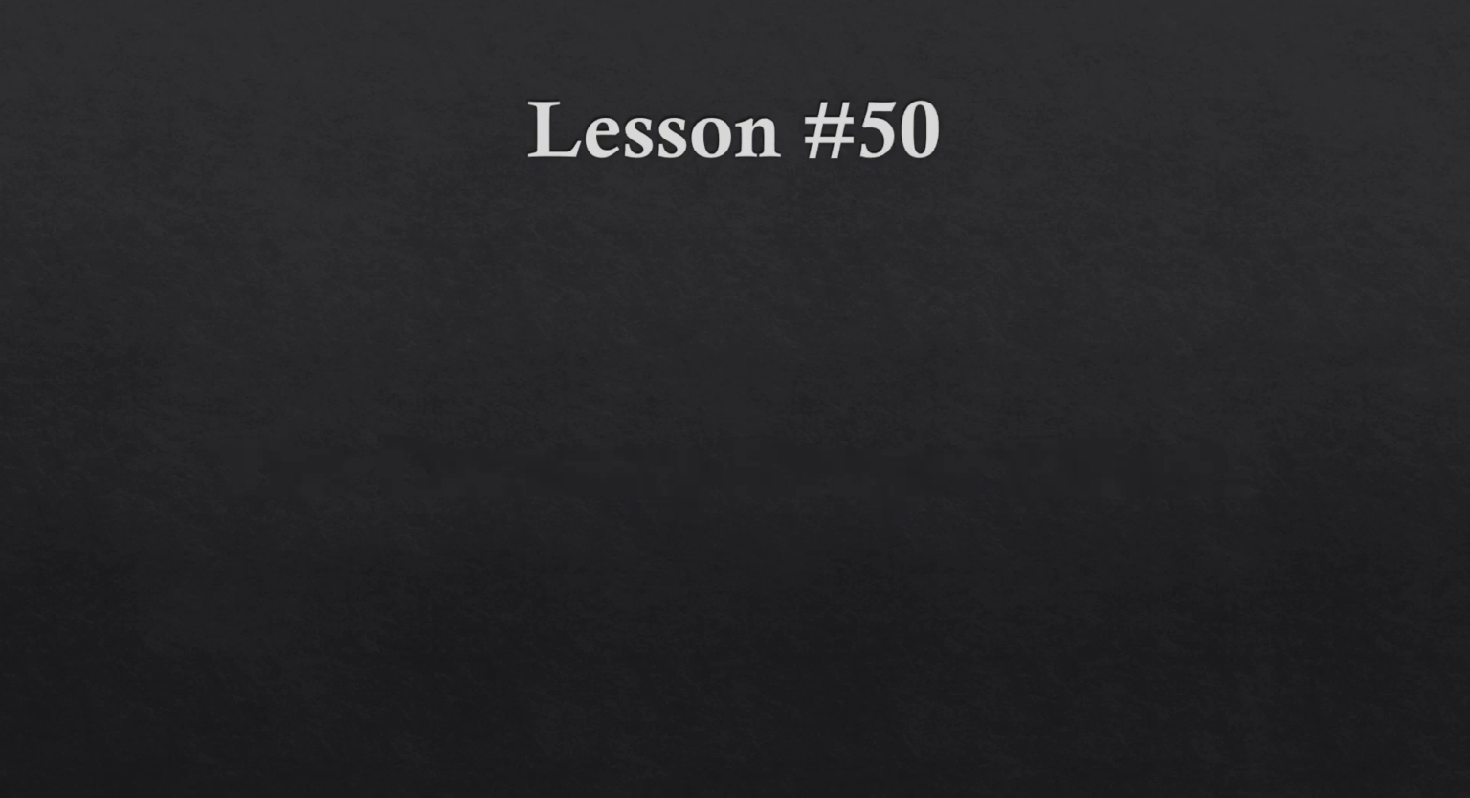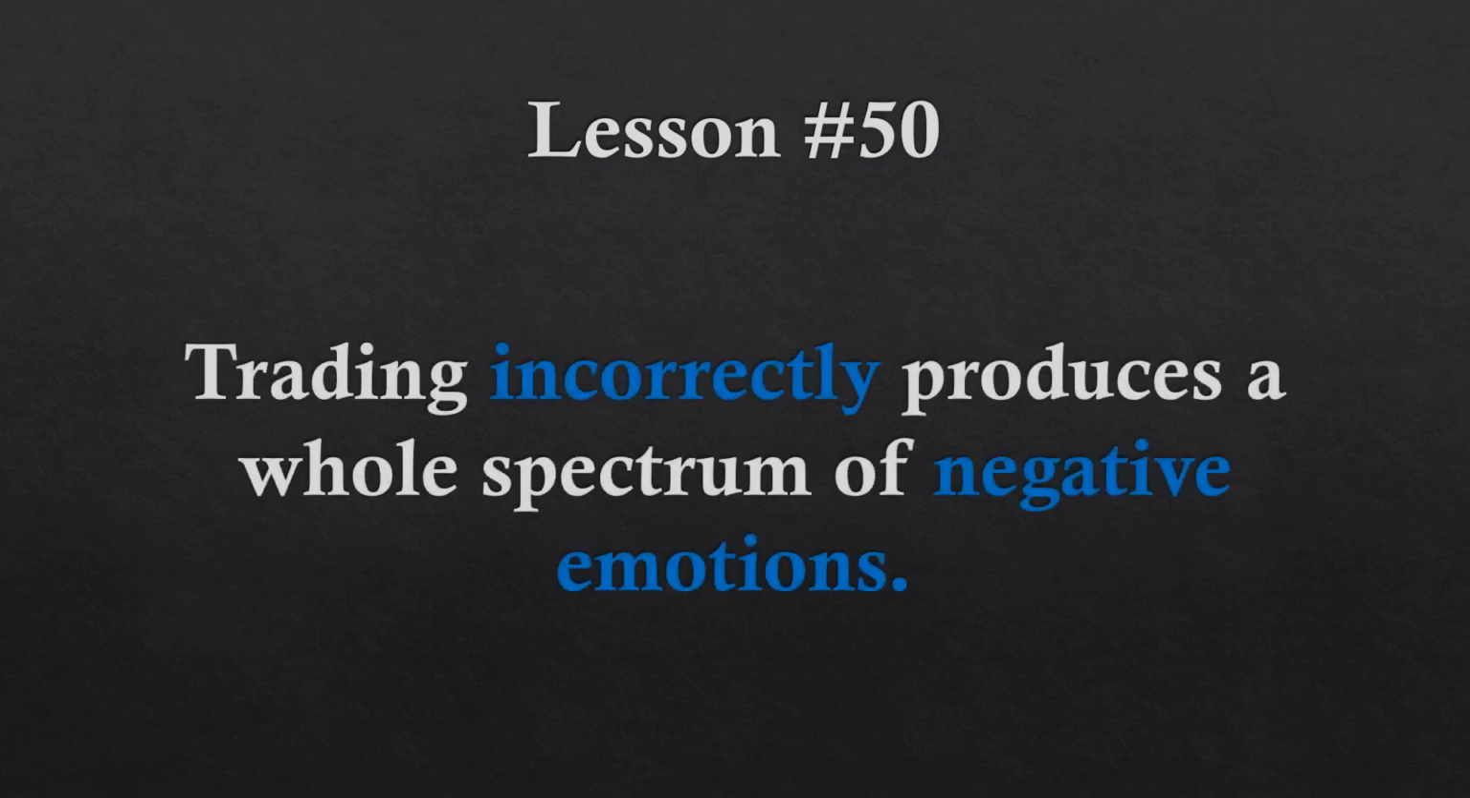Lesson number 50. Trading incorrectly produces a whole spectrum of negative emotions. When trading is done incorrectly, it produces a wide range of emotions such as excitement, euphoria, anxiety, fear, denial, fear of missing out, panic, greed, confusion, desperation, overconfidence, underconfidence, hesitation, impulsivity, anger, agitation, and many others.